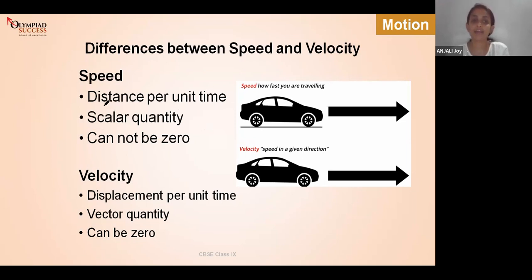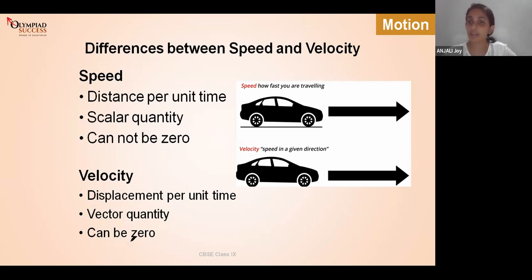So if speed is distance upon time, speed cannot be zero. You would never say that speed is zero, because if you have traveled a particular distance, distance cannot be zero. So speed also cannot be zero. What about the velocity? Velocity is a vector quantity because displacement is vector. If you remember displacement, then velocity is vector quantity. Magnitude plus direction. Very good, Kathy. So velocity can be zero.